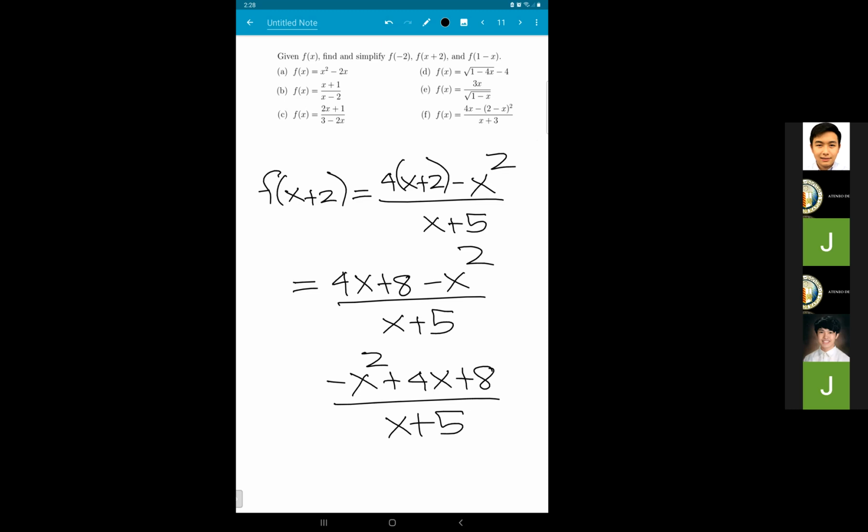Now, you just have to check if this might have a common factor with x plus 5. Kasi kung may common factor siya, you can still cancel that out and so still further simplify your answer. But in this case, I think there is none since 8 does not contain a factor of 5. Right? So you can stop here if this is your final answer.